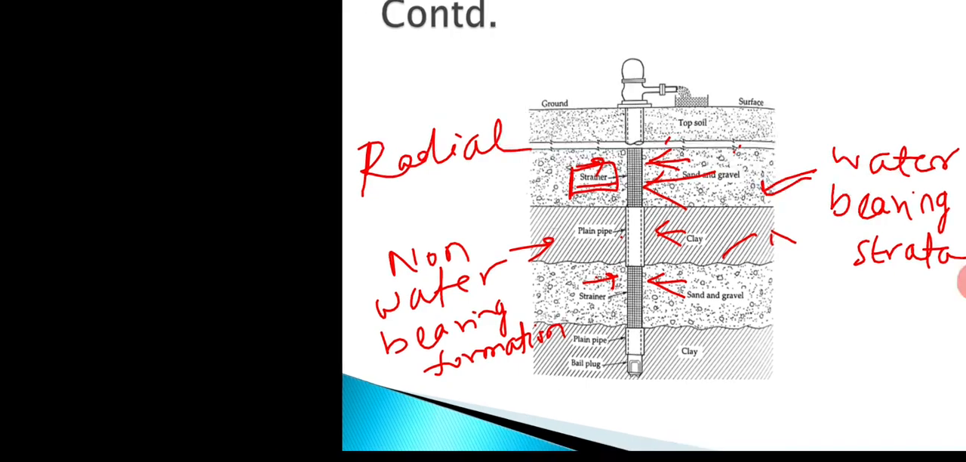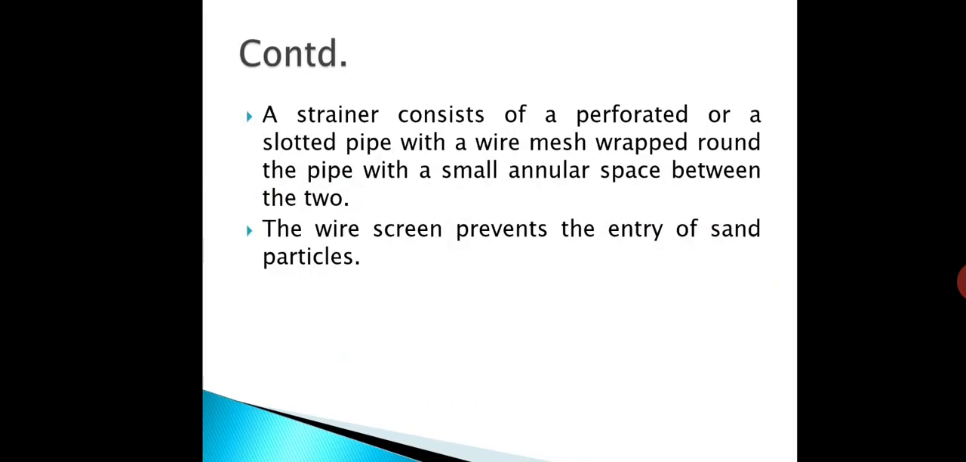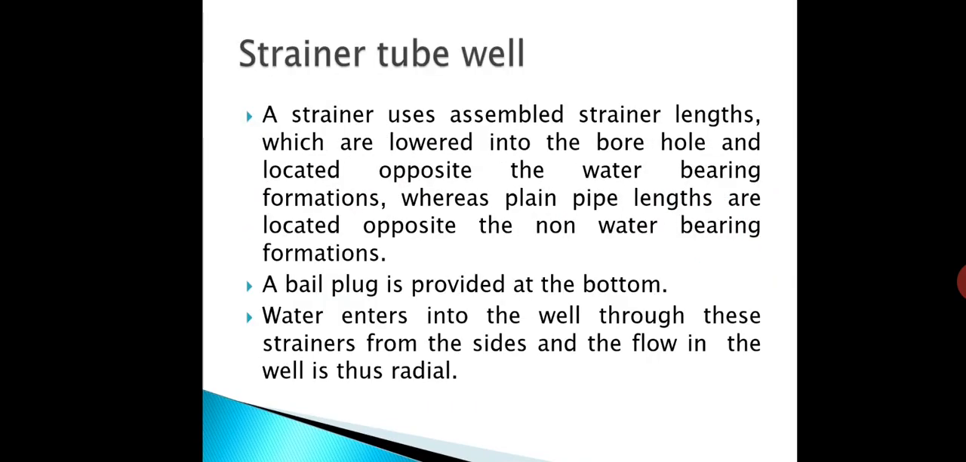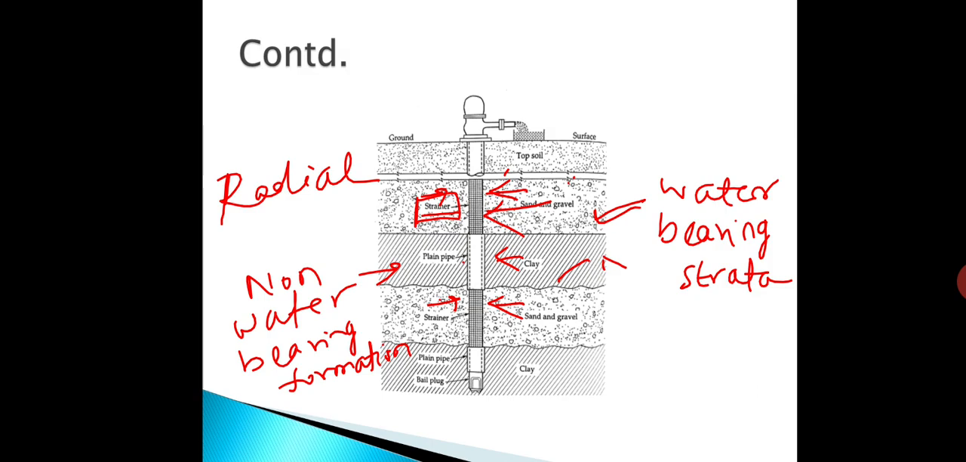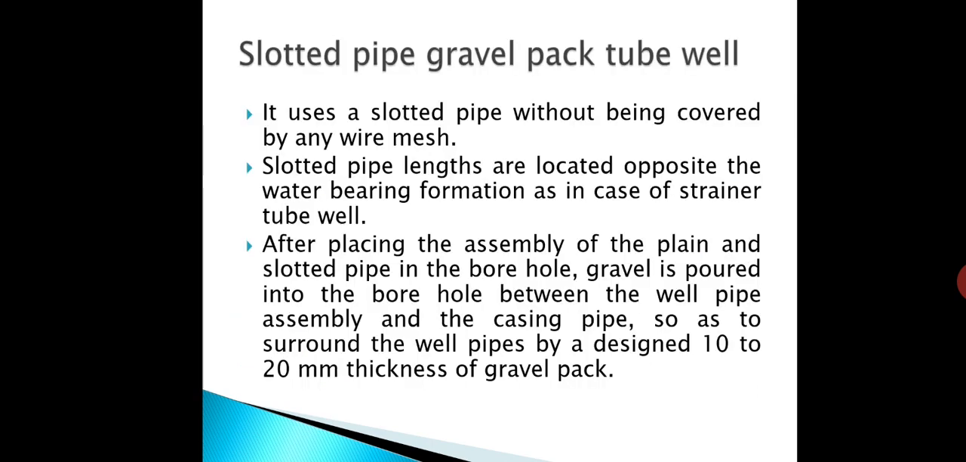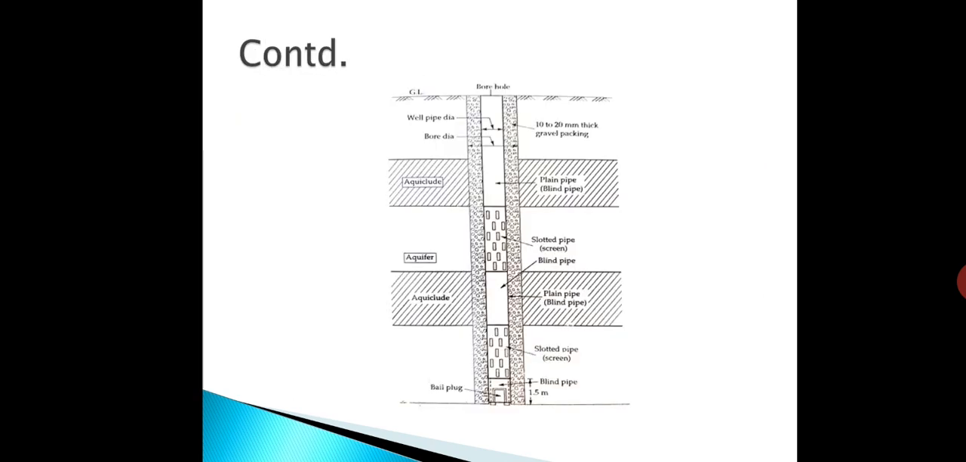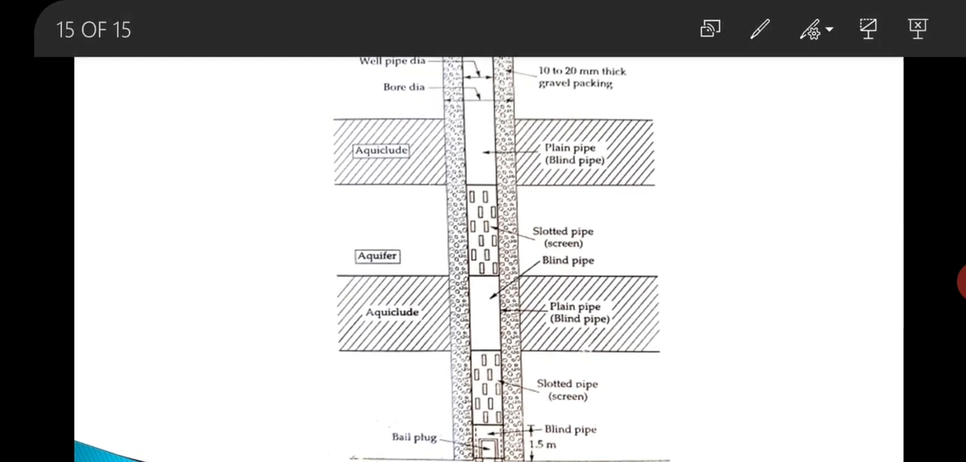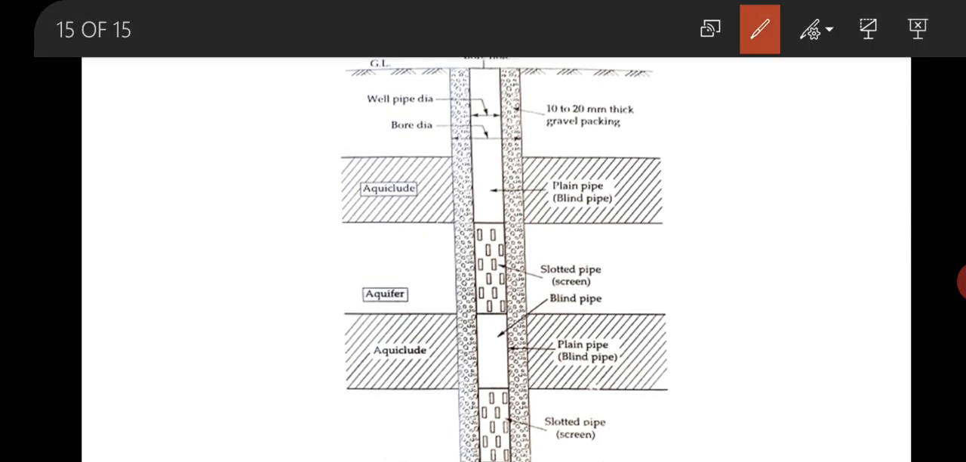So, this is about the strainer tube well. Next, we will discuss the gravel pack slotted pipe tube well. The next type of tube well is the slotted pipe gravel pack tube well. This type of tube well also uses a combination of slotted pipe and plain pipe.